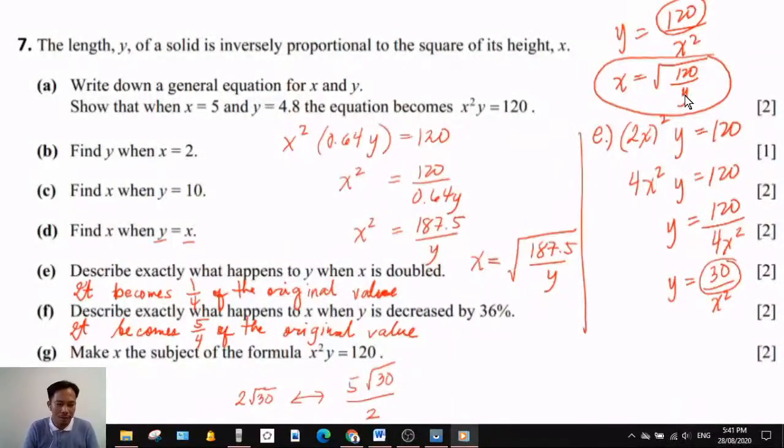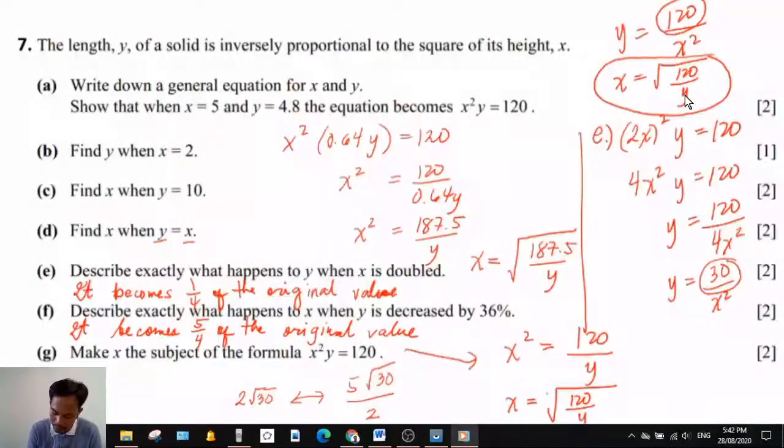Okay, next. Make x the subject of the formula in this. So for this one, it will just become x squared is equal to 120 divided by y. And x is equivalent to the square root of 120 over y. It can be positive or negative.